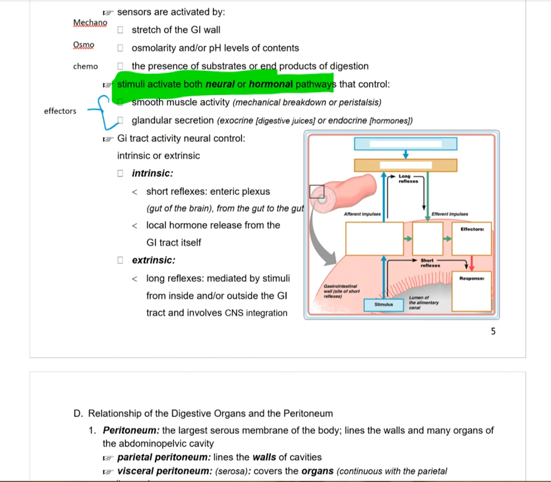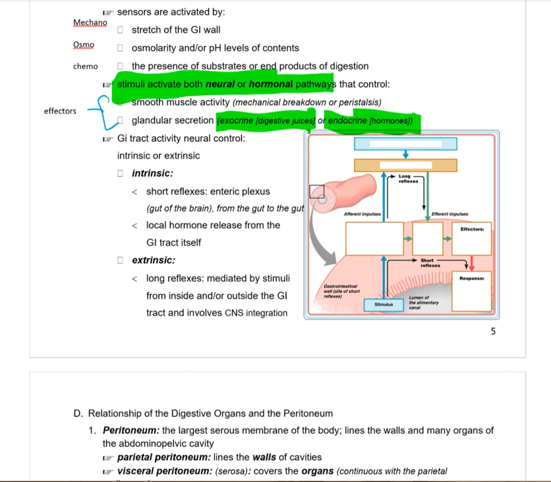Smooth muscle, right? Muscles and glands are effectors. So we might break things down mechanically by using our smooth muscle, or we might start peristalsis to move things along. We also have glandular secretion. We could secrete digestive juices, which is exocrine, like from our pancreas, or we could secrete endocrine secretions, hormones, like we were just talking about in the endocrine section. So we'll come back to some of those things a little bit later, the hormones, that is.